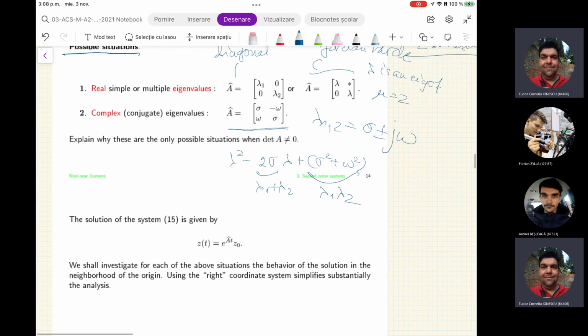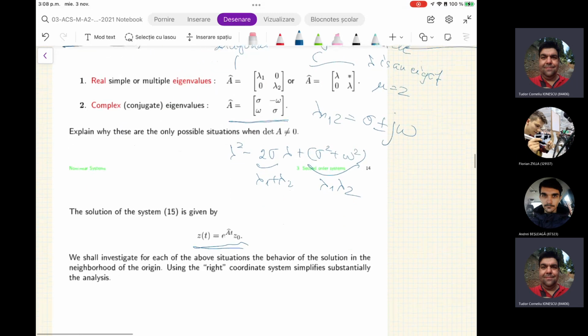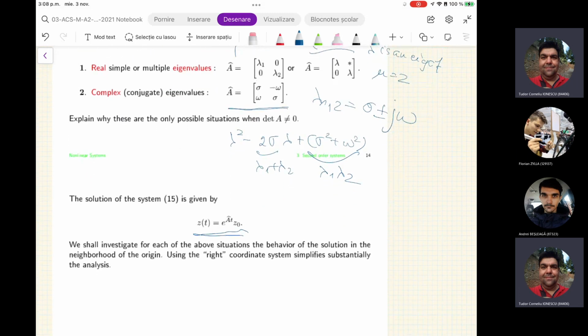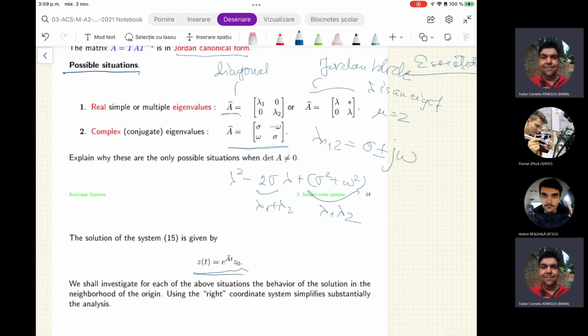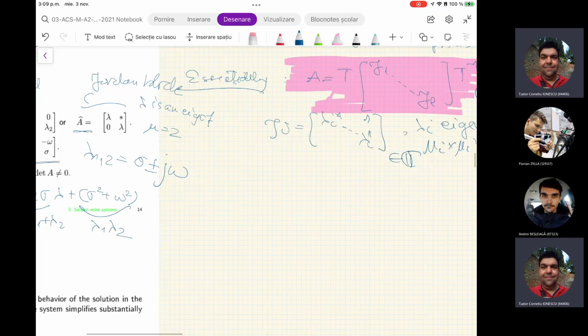All right, so you have the transformed system z dot equals A hat z. What's the solution of this? It is e to the power A hat t times z naught. This is clear. So what are we going to investigate? We are going to investigate each situation, replacing A hat with all these cases. These are non-derogatory, non-degenerate situations, but we can also have degenerate situations.